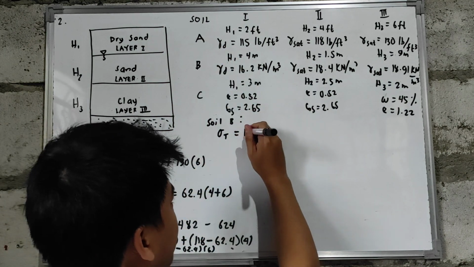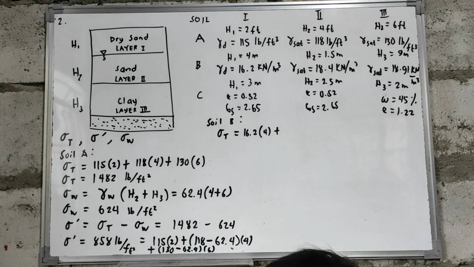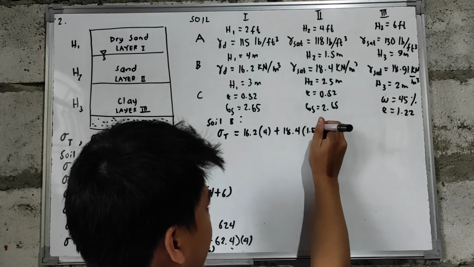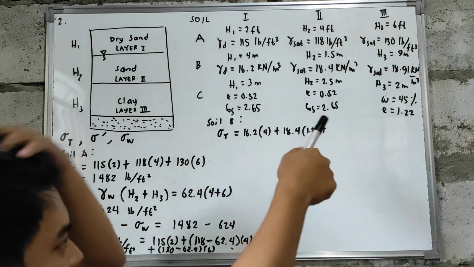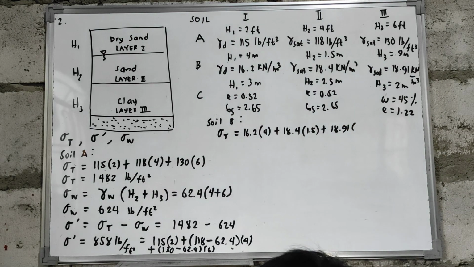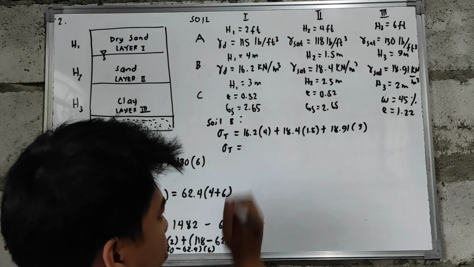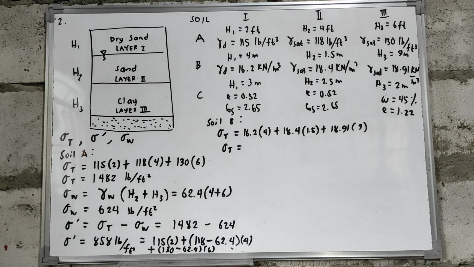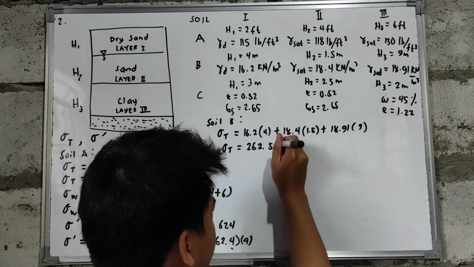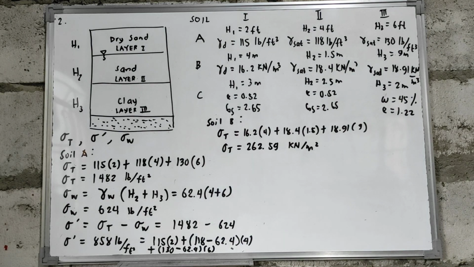So, that is 16.2 multiplied by 4 plus 18.4 multiplied by 1.5 plus yung last layer natin na merong saturated unit weight na 18.91 multiplied by 9. So you will have a total stress which is equal to 262.59 kilonewton per meter squared or kilopascal.